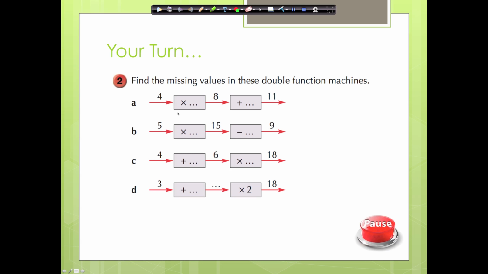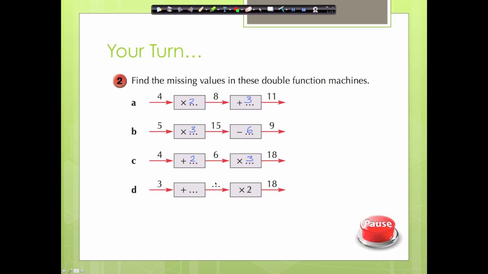So for the first question, for 2a, we've got 4 times something gives me 8. So that's obviously timesing by 2. 8 plus something gives me 11, so that's plus 3. So I'm multiplying by 2, then adding 3. Next one, 5 times 3 gives me 15. 15 take away 6 gives me 9. 4 add 2 gives me 6. 6 times 3 gives me 18.